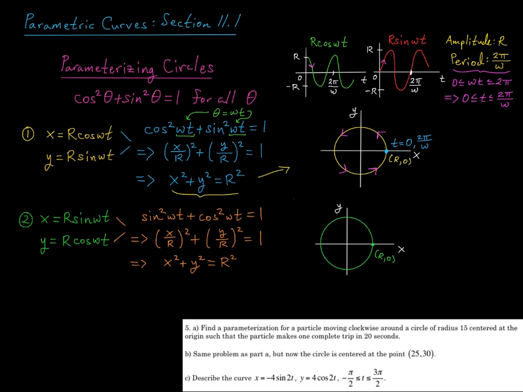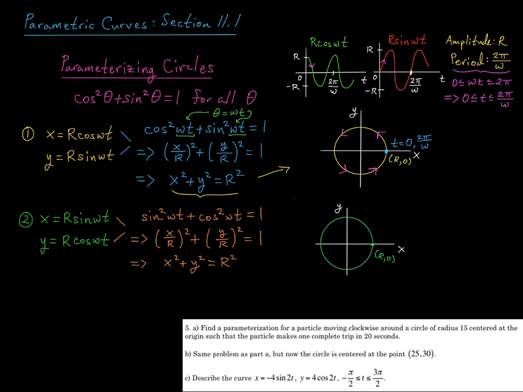And now sine omega t is x over r, and cosine omega t is y over r. So this implies that (x over r) squared plus (y over r) squared is 1. And then multiplying both sides of this equation by r squared gives us that x squared plus y squared is r squared again. Okay, so we're moving along this circle of radius r centered at the origin, right?